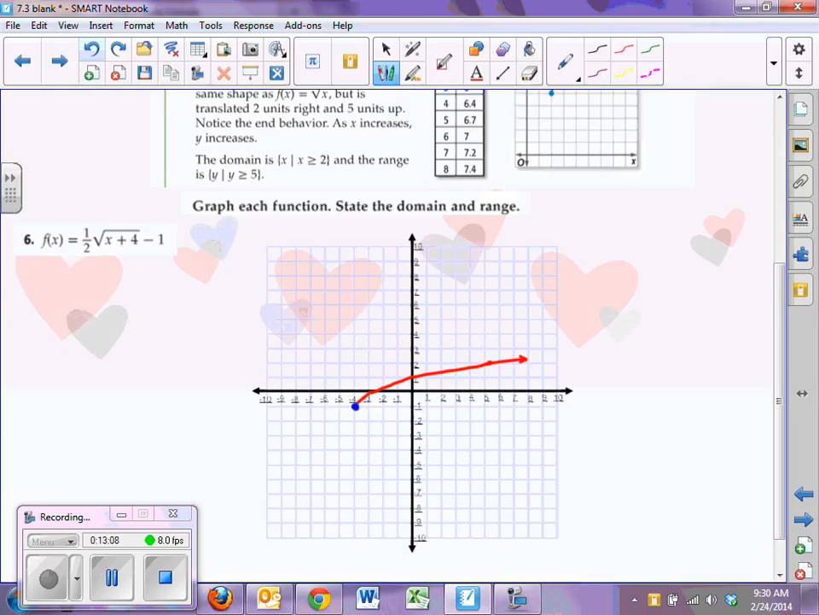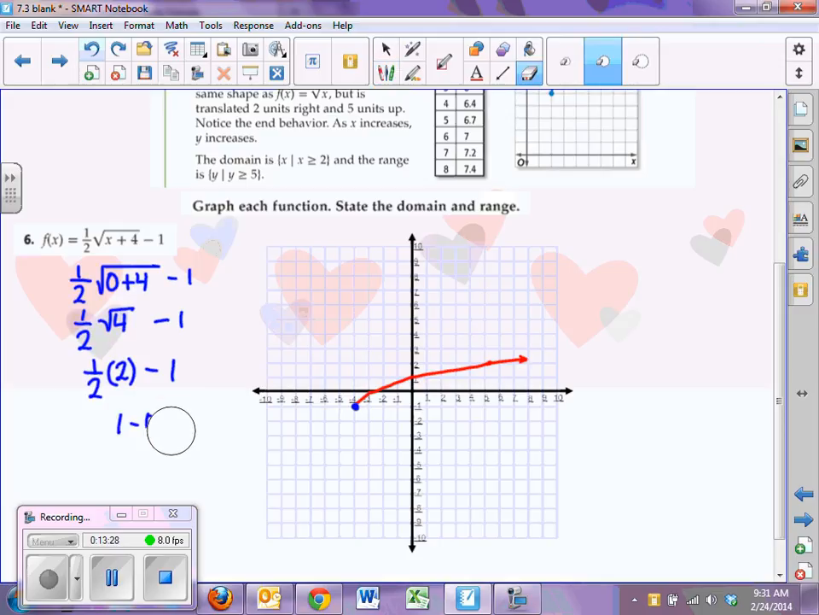0 is a good number to plug in because that gives me the square root of 4, which I like. So this is 1/2 times the square root of 4 minus 1. So that's 1/2 times 2 minus 1. And 1/2 times 2 is 1, minus 1, which means I actually get 0. So instead of getting 0, 1, I plugged in 0 and I got 0. 0, 0 is the actual curve. So I can see the graph goes like this, much narrower than it did before.